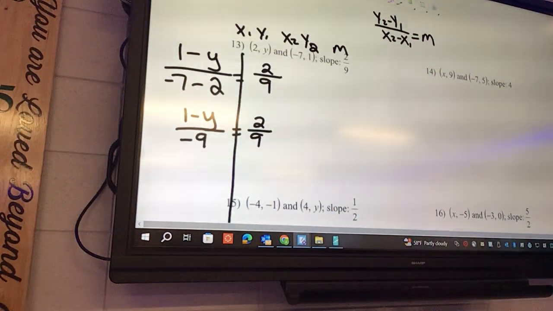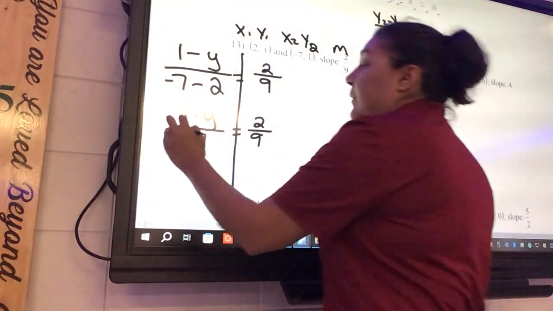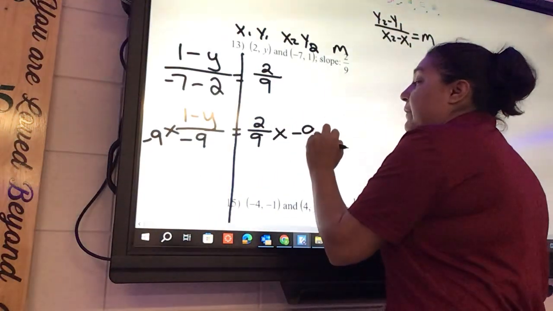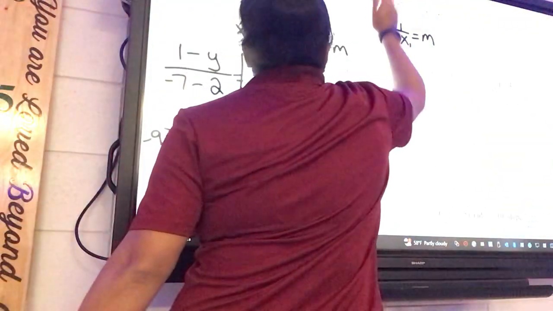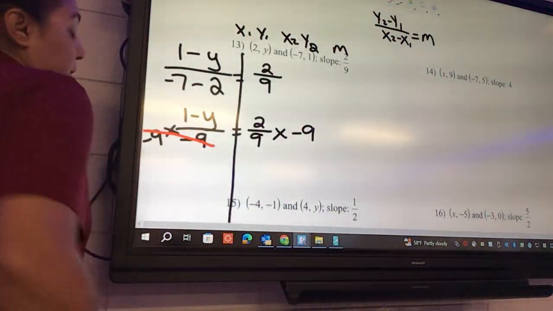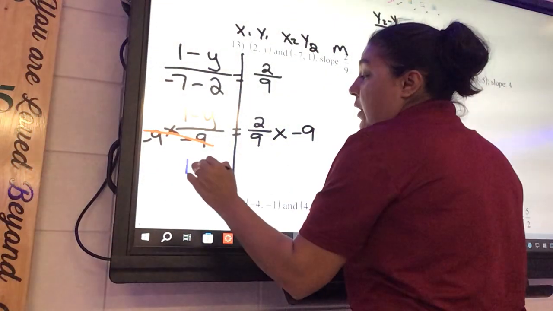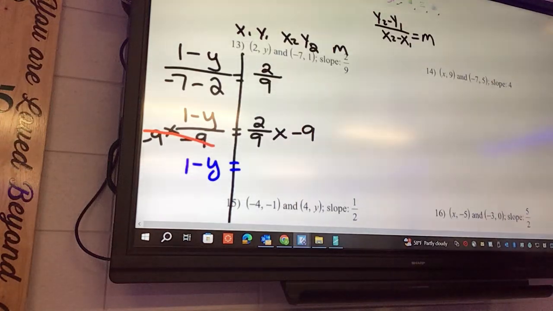Right now it says 1 minus y divided by negative 9. So how do I move a divided by? Multiply. So we're going to multiply both sides by negative 9. If I do it to one side, I have to do it to the other side. On this side, these guys cancel out. So we're going to get 1 minus y equals, and your calculator can do the fractions for you.